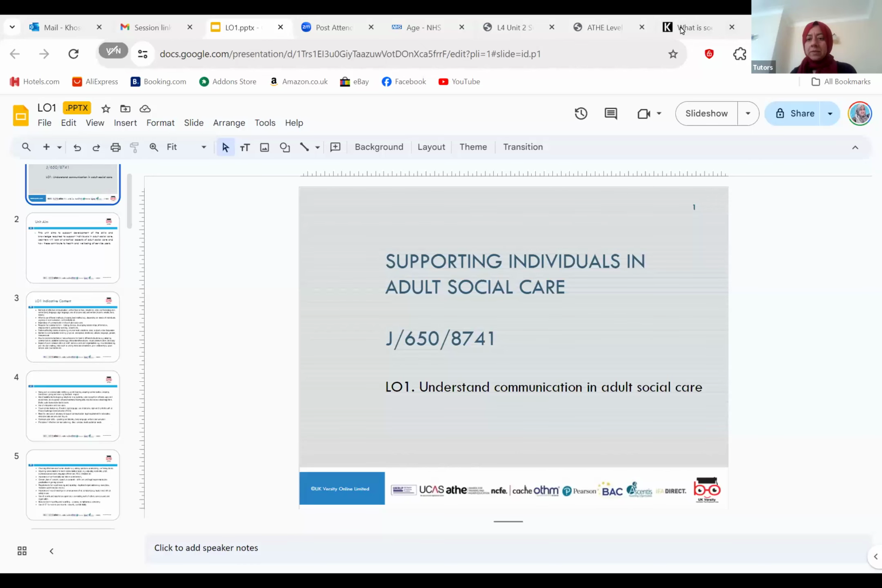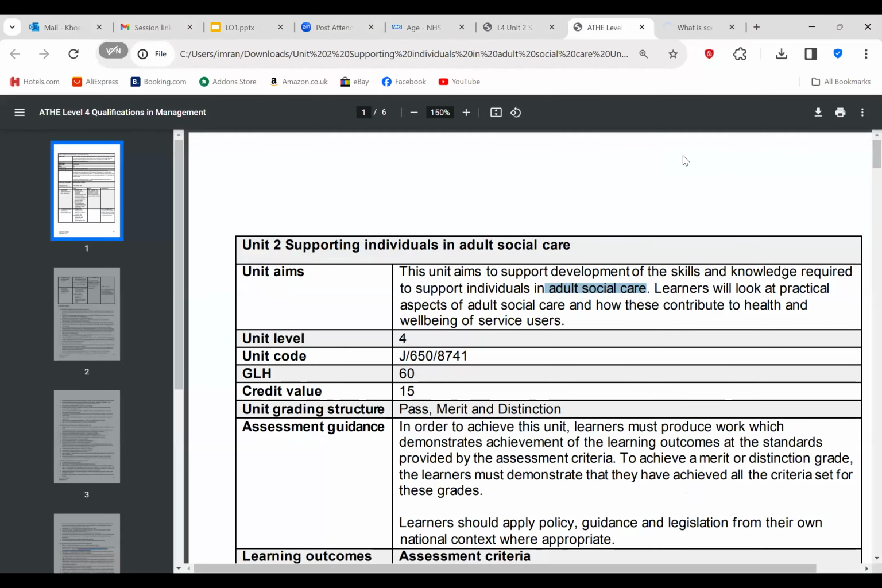I'll just start by introducing this. I'll turn my camera off if that's okay. I'll start with the introduction of the course itself, this unit. So if I can share this, the unit aims basically. So, yeah.